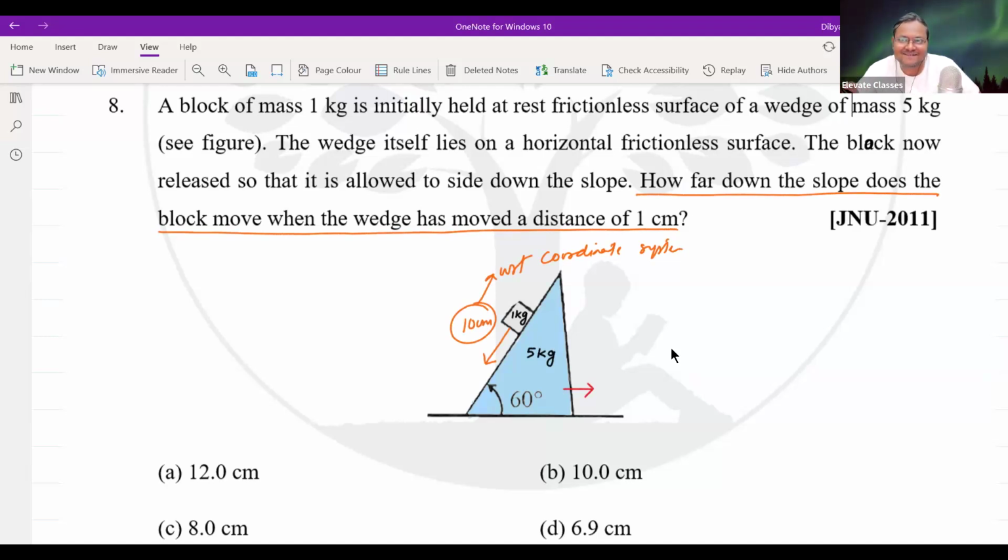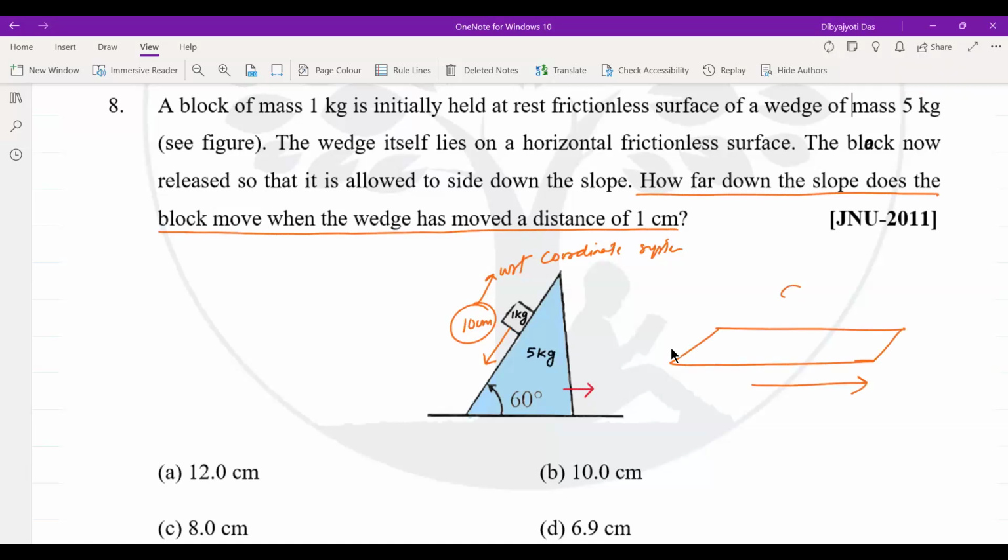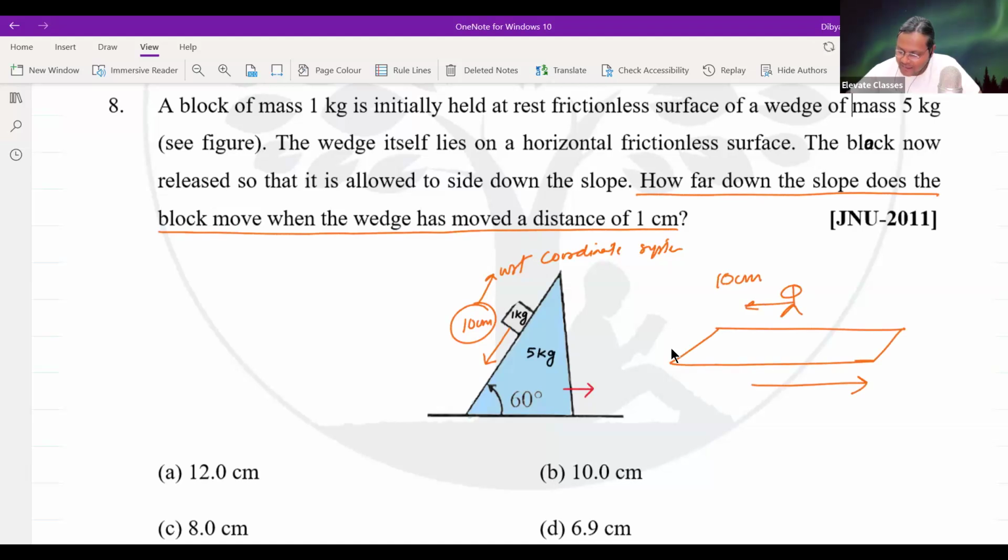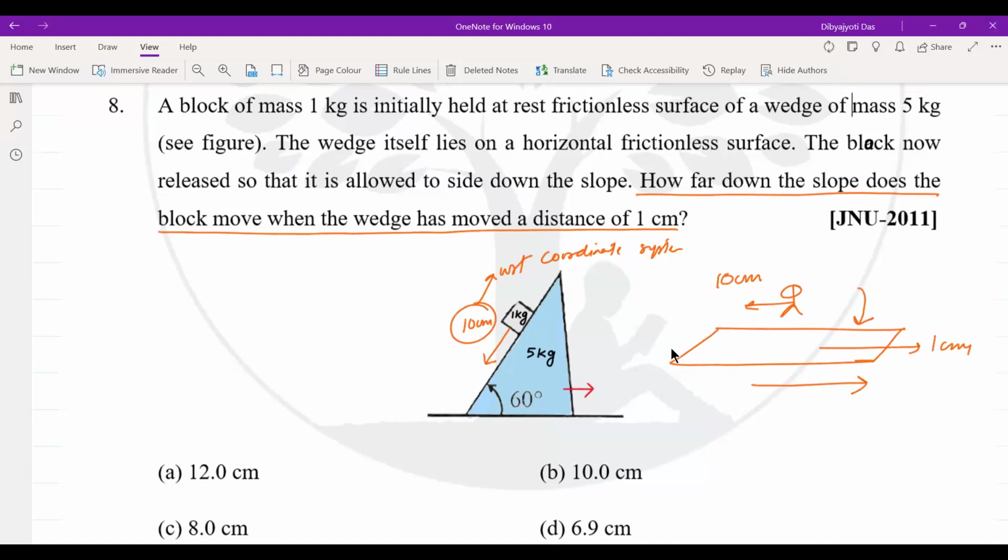Are you getting? So I'll give you a simple example. हम जब airport में जाते हैं, तो there are certain platforms which are moving forward. So if I move 10 centimeter to the left and the platform has moved 1 centimeter to the right, with respect to the platform, how much have I moved to the left? 10 plus 1, 11.